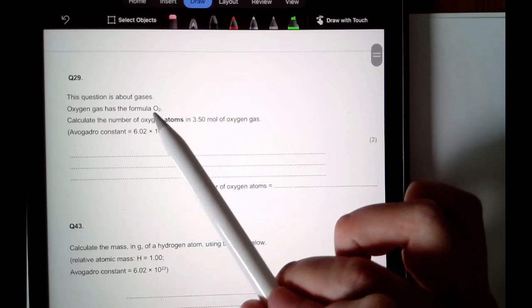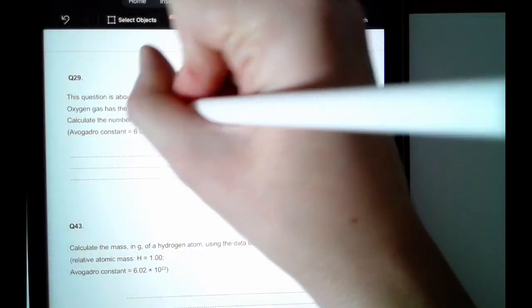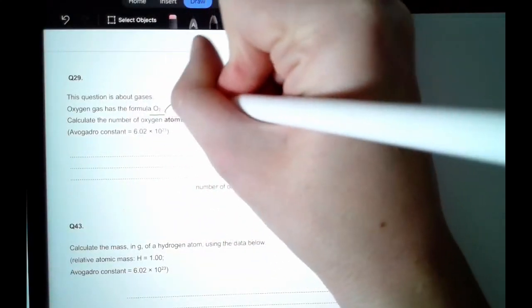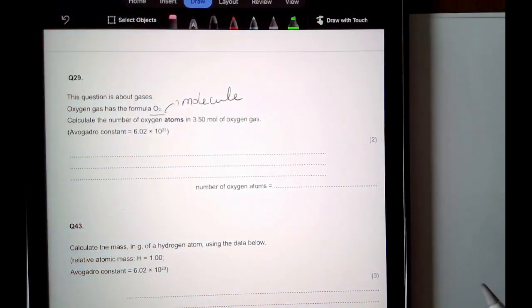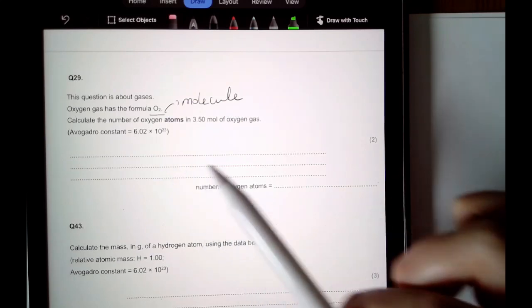So you're told that oxygen gas has the formula O2. O2 is again a molecule. Okay, so if you have more than one atom covalently bonded together, it's a molecule. Here I've got 2 atoms.